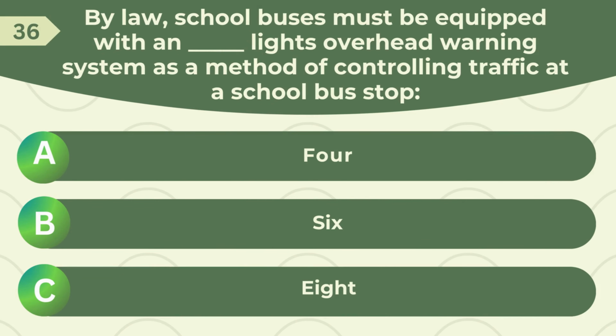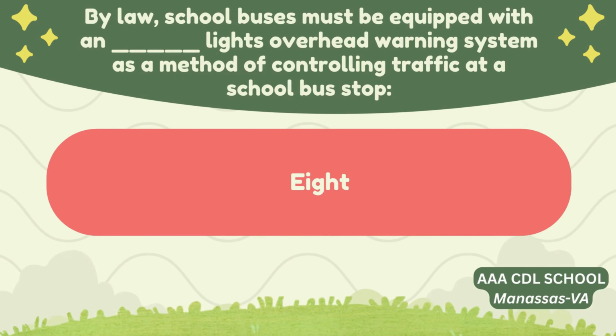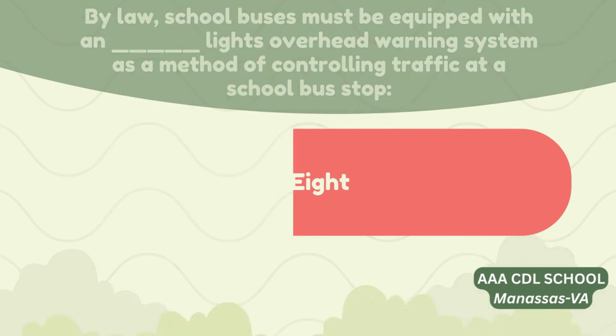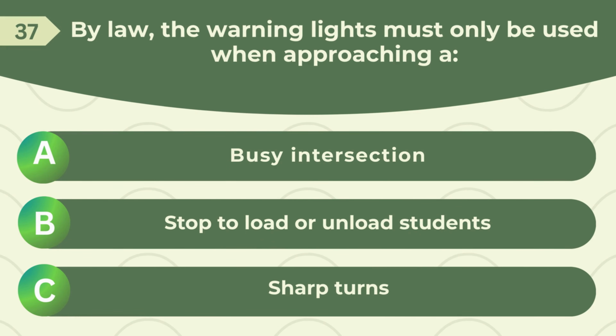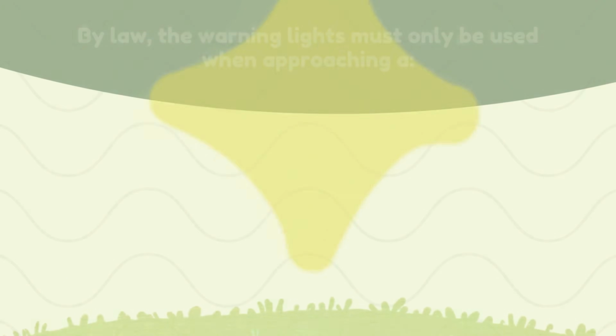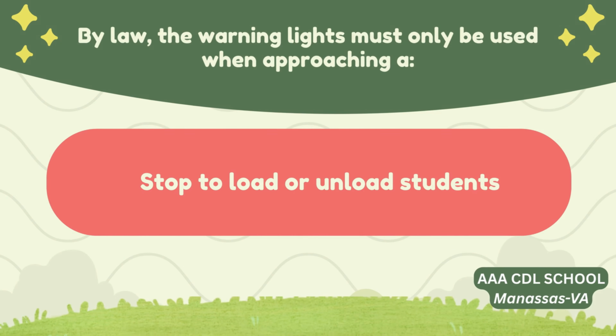By law, school buses must be equipped with an overhead warning light system as a method of controlling traffic at a school bus stop. A. 4. B. 6. C. 8. Correct answer: 8. By law, the warning lights must only be used when approaching: A. A busy intersection. B. A stop to load or unload students. C. Sharp turns. Correct answer: stop to load or unload students.